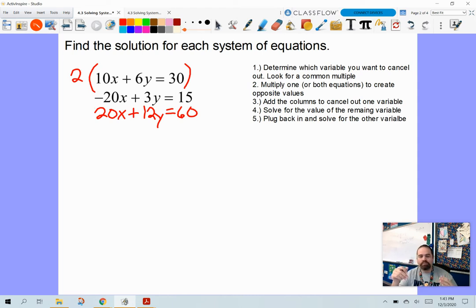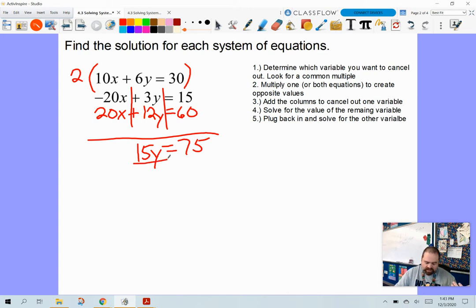I've set this up so when I add up my columns, if I add up my x column, the 20 and negative 20 are going to cancel each other out. When I add up the y column, that's just addition. 3 plus 12 is 15. When I add up my constants, 15 and 60, that's 75. And then I divide by 15, and I get the first half of my answer. The y value is 5.